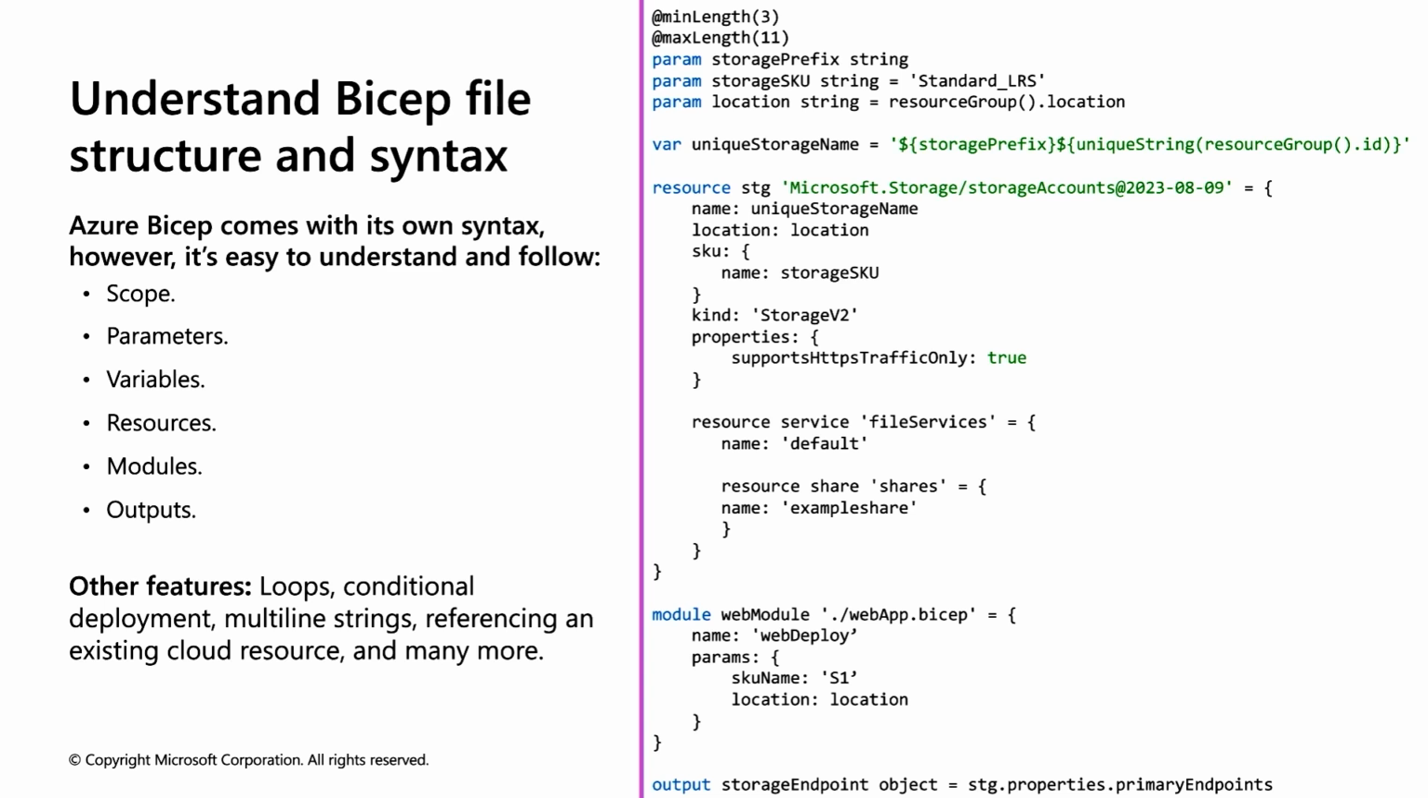This structure not only streamlines the deployment process, but makes troubleshooting and scaling much easier. Whether you're deploying a single virtual machine or orchestrating a multi-tier cloud solution, Bicep's organized approach helps teams maintain consistency, reduce errors, and automate infrastructure with confidence.